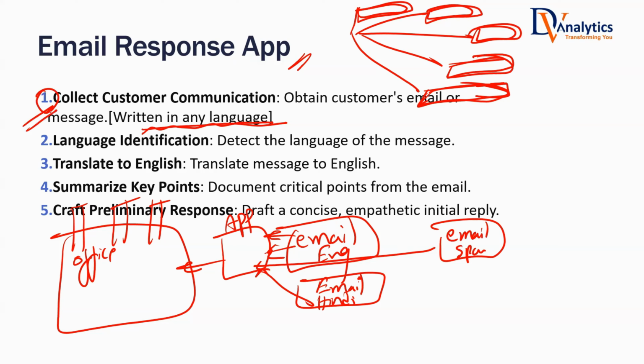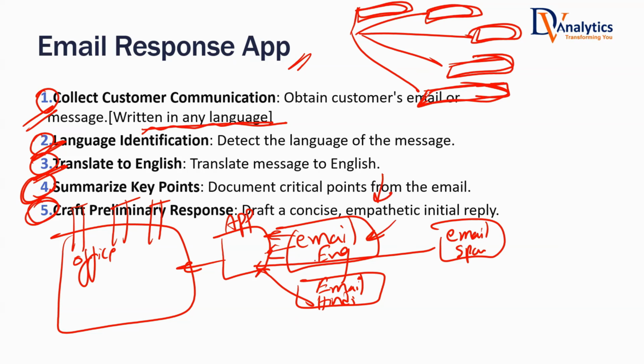This app has to understand that email. The app has to identify the language in which the email has been sent. That is easy. Translate it to English. Summarize the key points, probably in English. Craft a preliminary response. It has to craft a preliminary response that is related to the subject. It has to be empathetic.